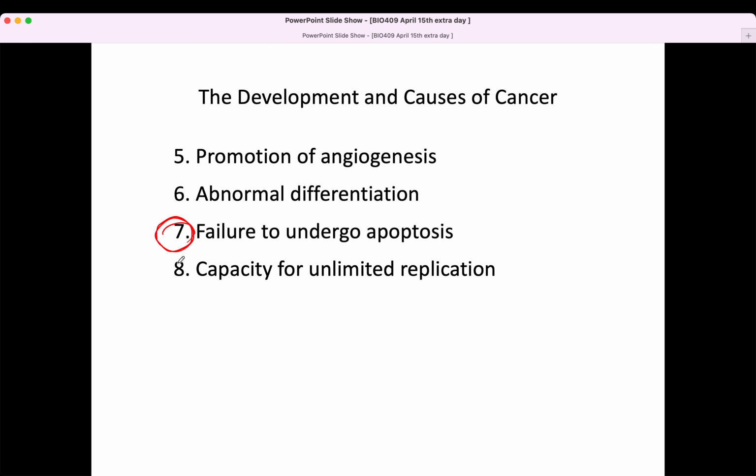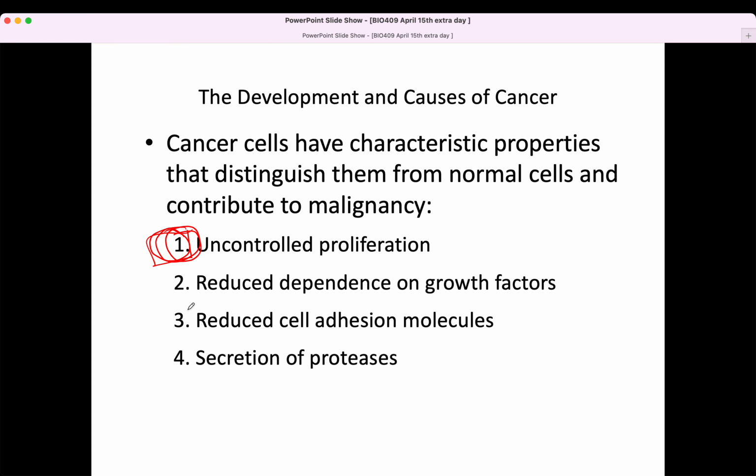So that's here, unlimited replication, and that's what the scientists mean. It's not just that the cancer cells are growing fast, it's that they'll just keep doing that forever if given the opportunity.